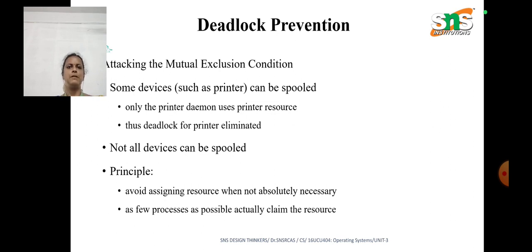So what does the principle mean? Avoid assigning a resource when not absolutely necessary. As few processes as possible actually claim the resource. So when the resource is not needed, then we should not open and hold it. And as few resources as possible are actually claimed.